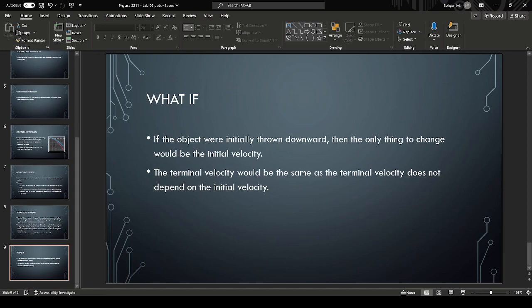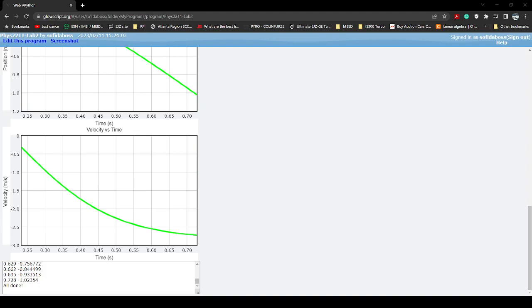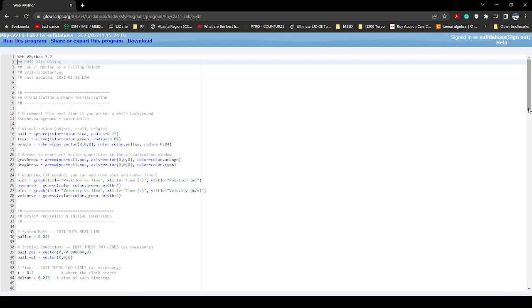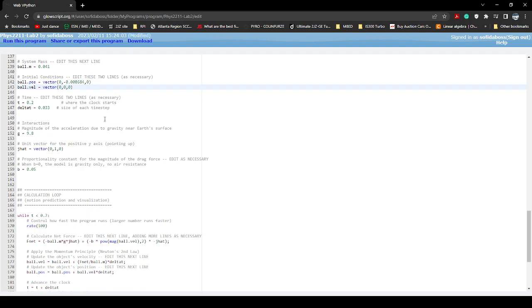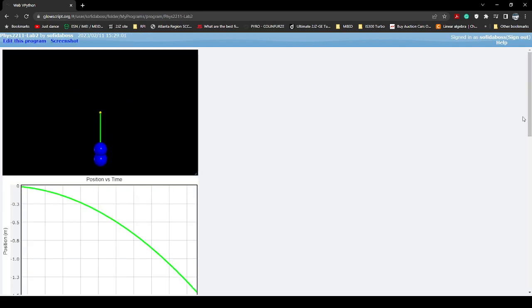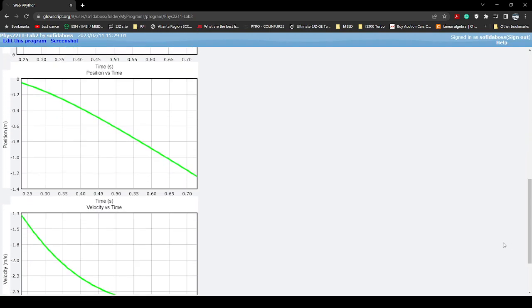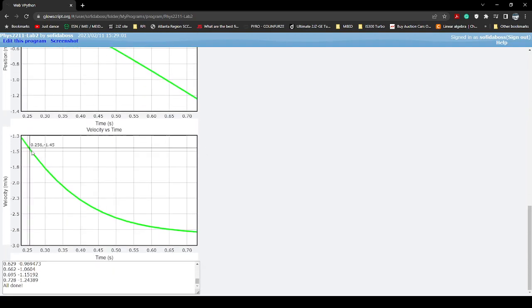So if the object were initially thrown downward, then the only thing to change would be the initial velocity. Terminal velocity would stay the same, as it does not depend on the initial velocity, and I can show you that in GlowScript as well. Oh, excuse me. There we go. So if we edit it, and I scroll down to the block of code where we had the drag being accounted for, and I change this to -1, so the ball is being thrown downwards now, and then we run the program. The position versus time changes, but the velocity versus time, you can see, remains the same, and it starts to level out in the same area as well. So the terminal velocity does not change.